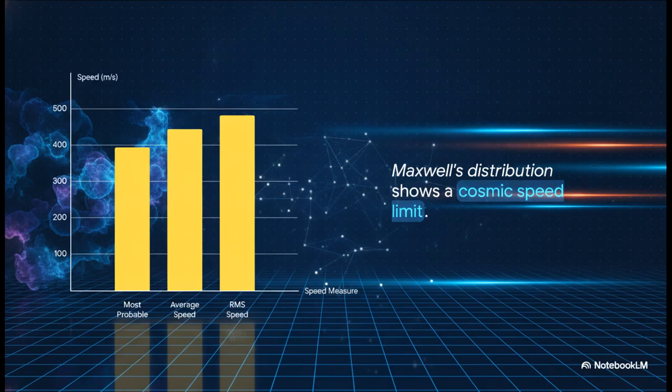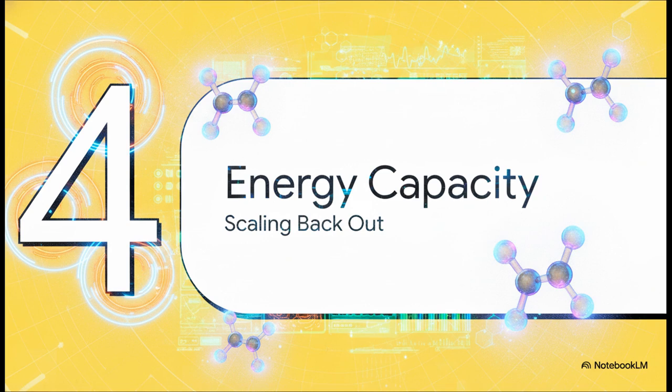And these ultra-fast outliers are absolutely crucial. Without them, we wouldn't have the high-energy particles necessary for things like water to evaporate, which means no rain and no sunshine. Pretty wild, right? Okay, let's look at part 4, energy and degrees of freedom, scaling back out.